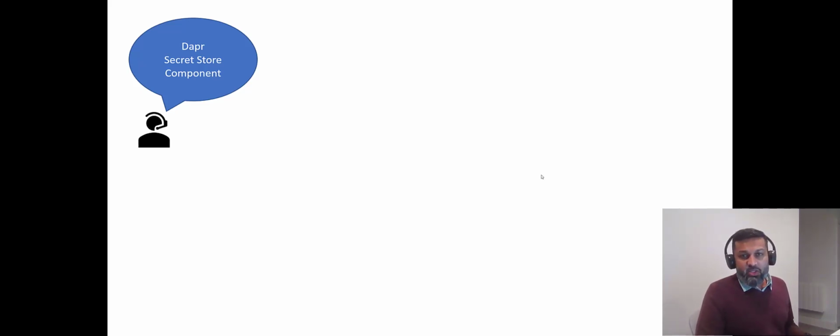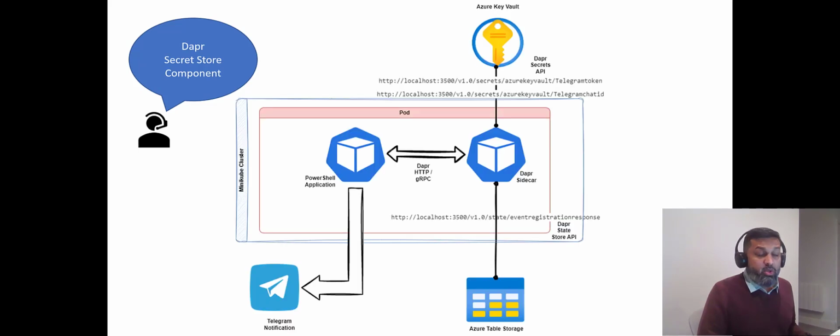Hi everyone. In this video, I'm going to demonstrate the use case of Dapr secret store component. So what you see here is a high level flow. I've got a Minikube cluster up and running in my local host. That has got a pod with two containers. One is a PowerShell application and the other one is the Dapr sidecar which I injected.